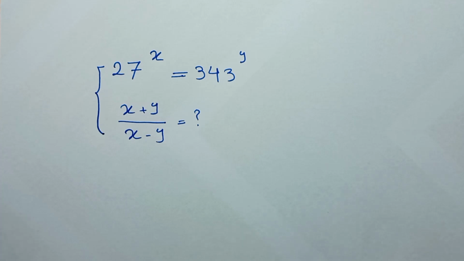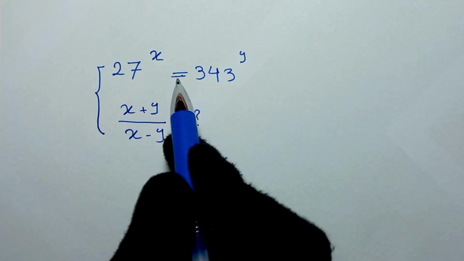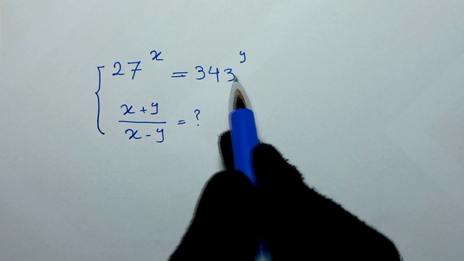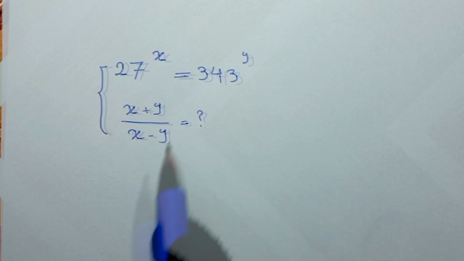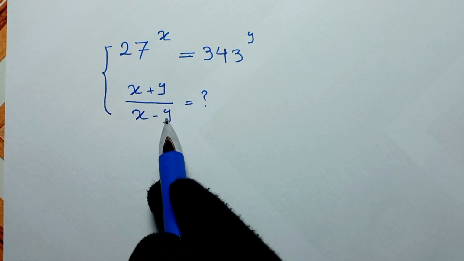Hello my friends, you're welcome to solve this math problem, which is 27 to the power of x is equal to 343 to the power of y, and to find the value of x plus y over x minus y.